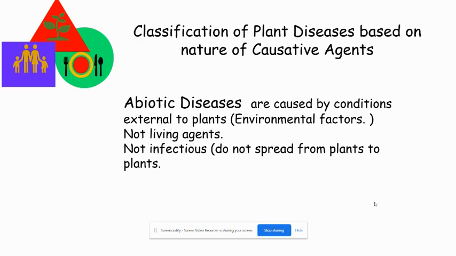Abiotic diseases are diseases which are caused by conditions external to plants. These are generally deficiencies or excessive quantity of some mineral matters or something else. But certainly these are from the environment. And the next important feature of abiotic disease is that there is no living agent which is responsible for the development of the disease. That is why these abiotic diseases are not infectious.